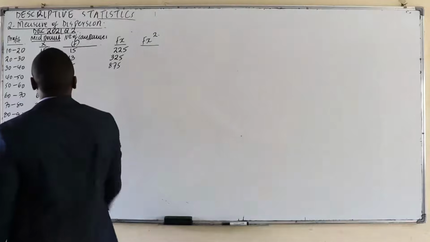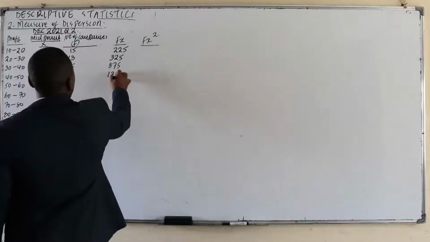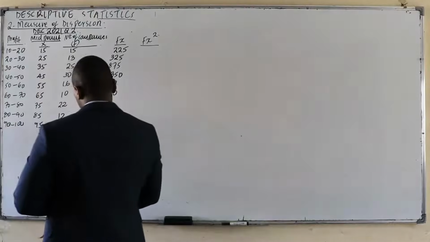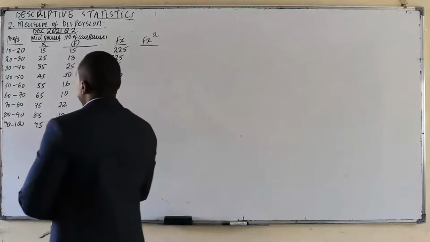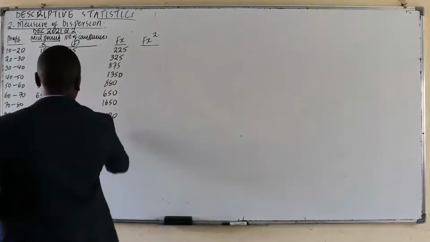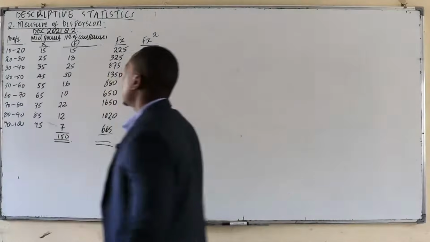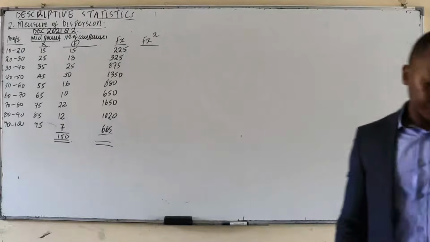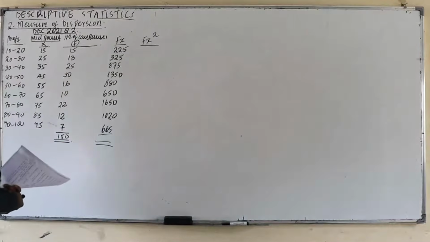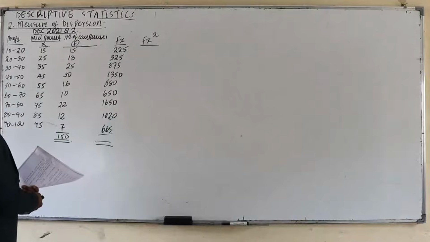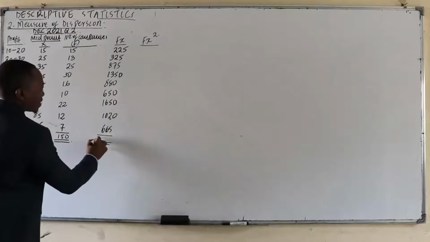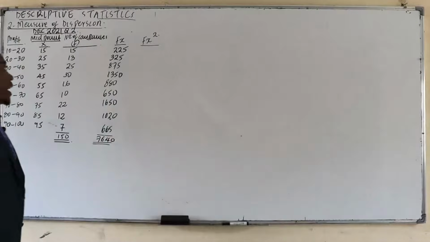That 35 times 25, you get how much? 875. 45 times 30, get 1350. 55 times 16, 880. This will be 650. 75 times 22, 1650. 85 times 12, you get 1020. 95 times 7, 665. Now, can you add for me the total? Because we need the summation of fx. You get 7640.